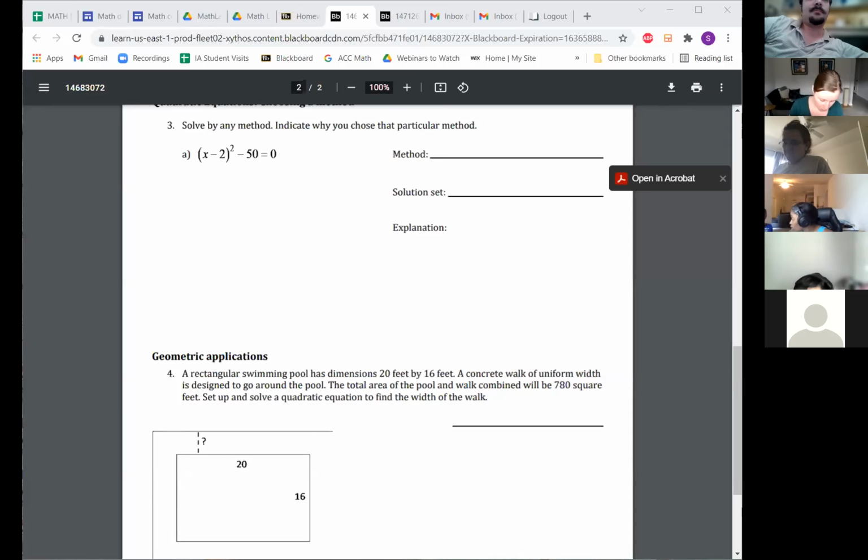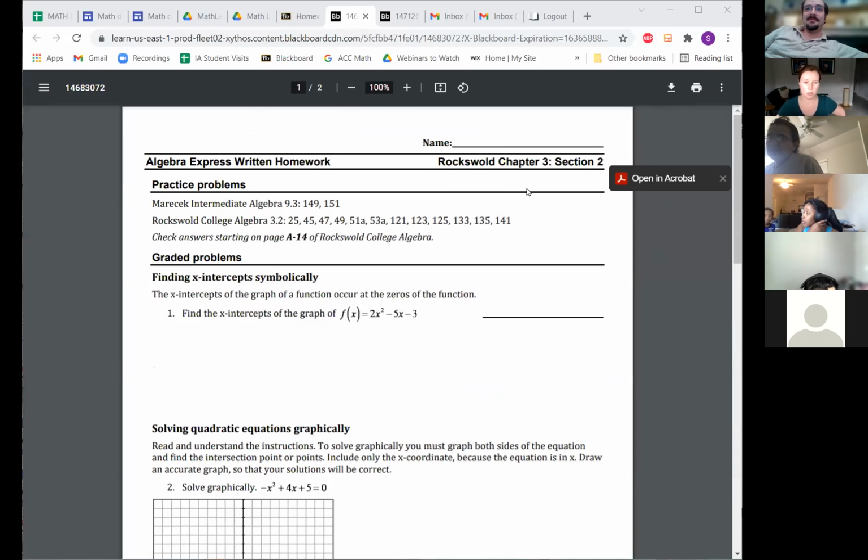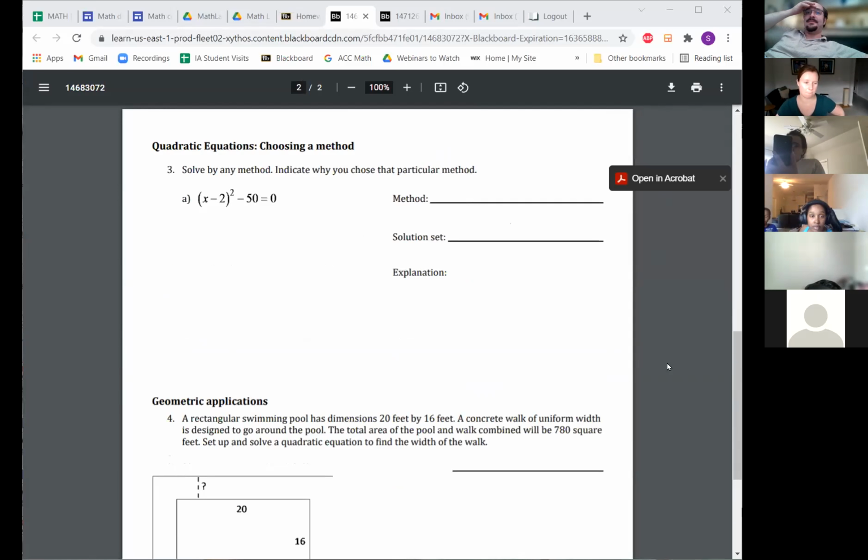So the first one, what method would we use? Sorry, let me tell you which homework. It's homework 3.2. On number 3, one of the most common things is they didn't do the first thing, move that thing over first. So what method would we use first of all? What are our 3 options? We learned 3 options. This was like day 1 of this unit. What are our 3 choices that we talked about?